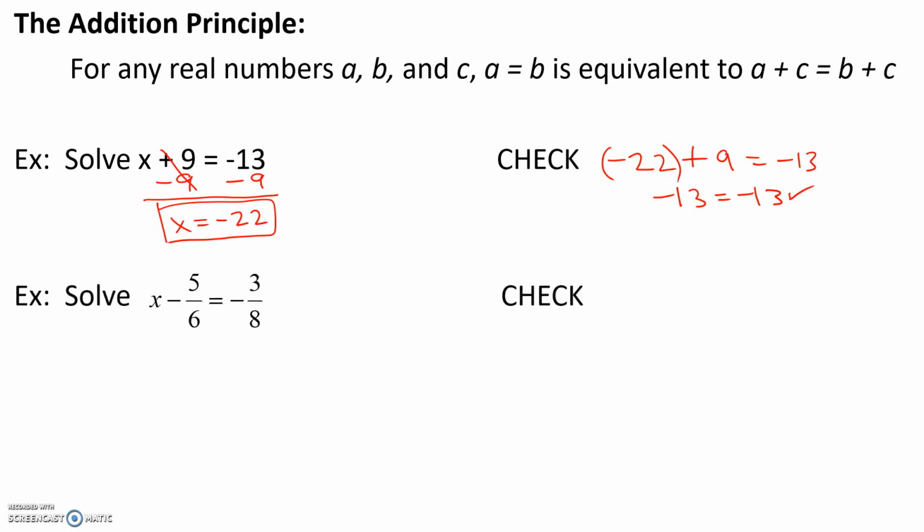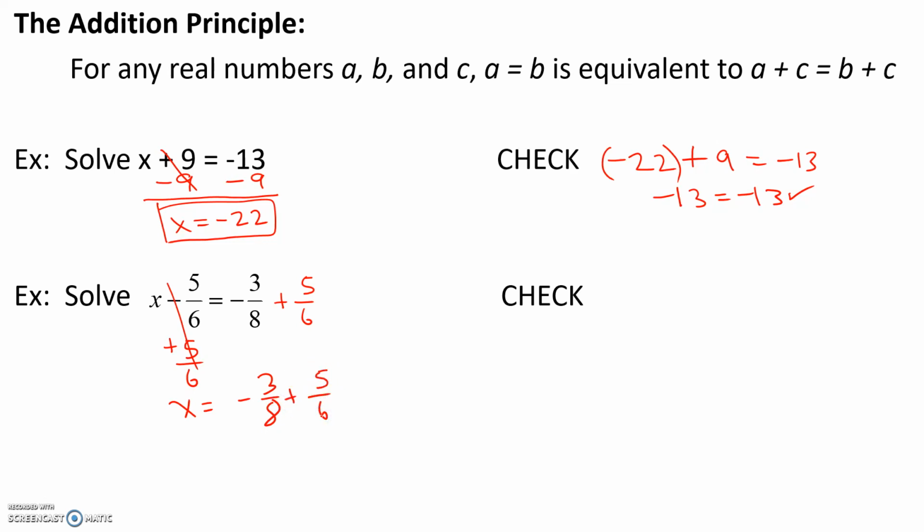In the next example, let's solve the equation x minus 5 over 6 equals negative 3 over 8. So, since the x is being subtracted by 5 over 6, the inverse operation of subtracting is going to be adding 5 over 6 to the left side and also to the right side. So we have x equals negative 3 over 8 plus 5 over 6.